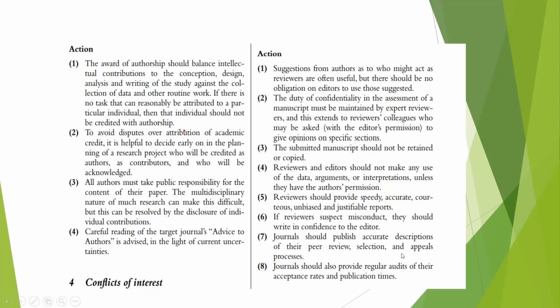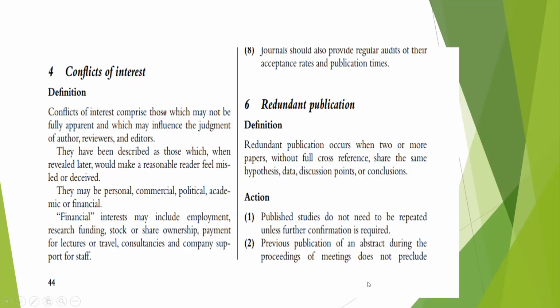Journals should publish an accurate description of their peer review, selection, and appeals process. Journals should provide regular audits of their acceptance rate and publications. Now, six is redundant publication, if it is getting published repeatedly.